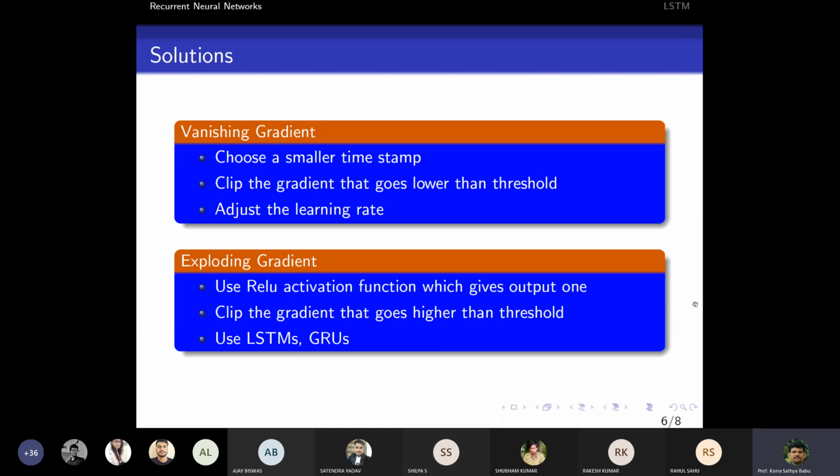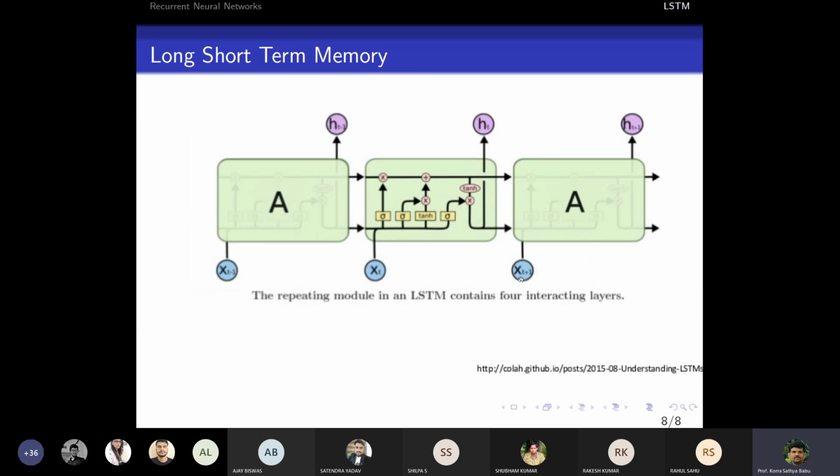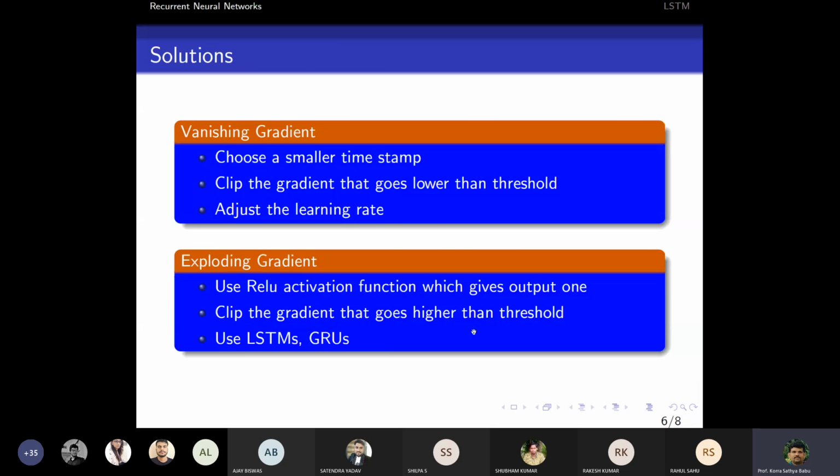Various types of RNNs and their applications, as you have seen earlier, are given here. From tomorrow we will try to see LSTM, long short-term memory, or gated recurrent units. We will mostly see long short-term memory tomorrow, with its various gates and the cell. So this is up to today. Any questions you can ask me.